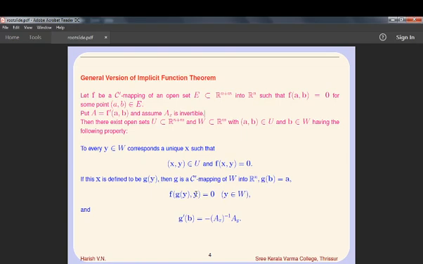There are videos which explain the proof of the implicit function theorem. I am asking you to refer to the text or YouTube videos. Thank you.